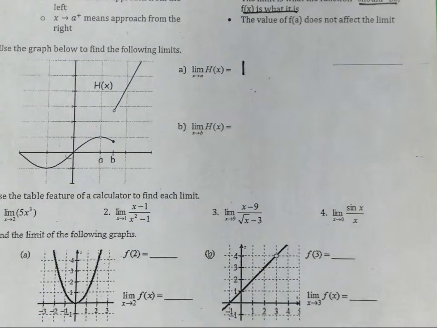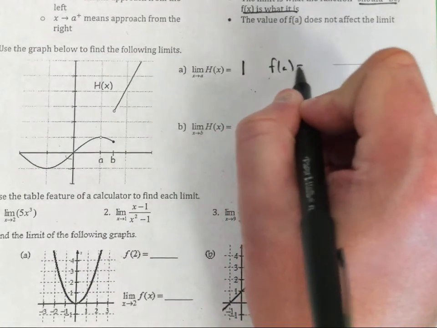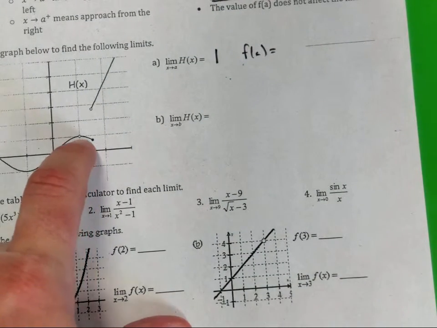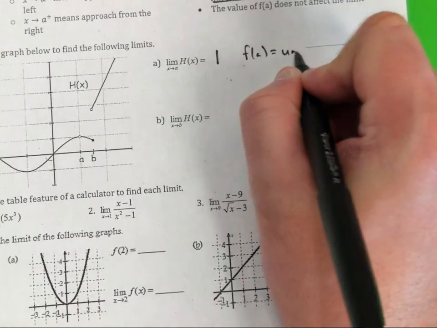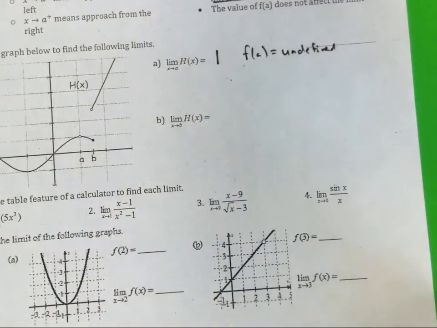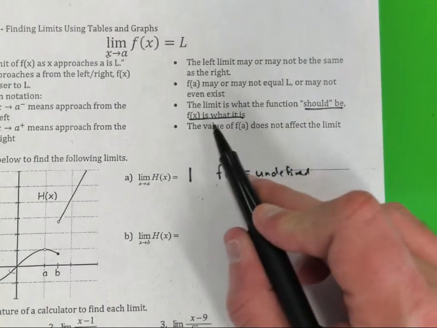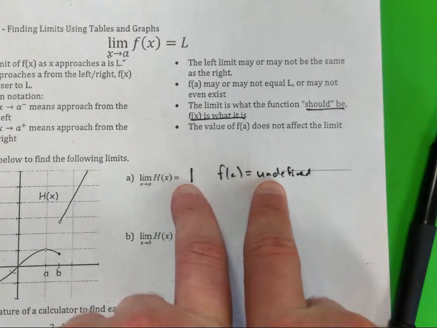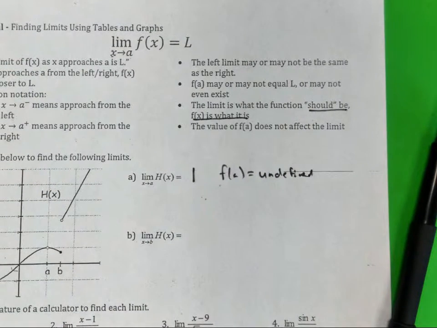Now, if I would have asked you what f of a was equal to, what would you put? What's there at that spot? Open dot. That means it's what? Undefined. That's what I'm talking about right here in the statement. The limit is what the function should be, but f of x is what it is. See, it's not going to be the same thing sometimes. You see that? The limit is the value it's approaching. f of something is what it is. Does that make sense? Okay.